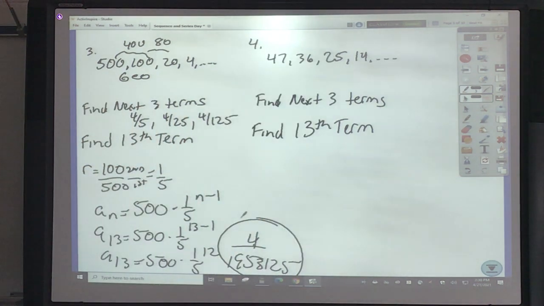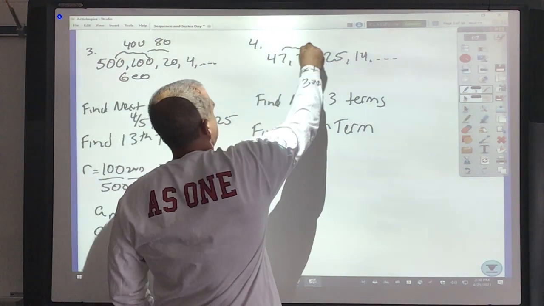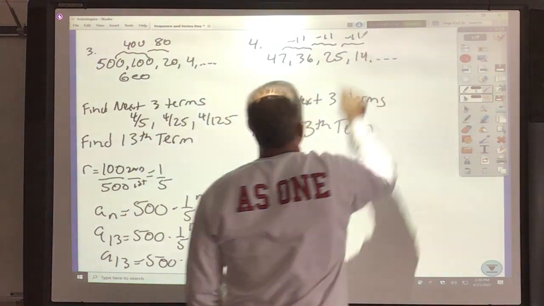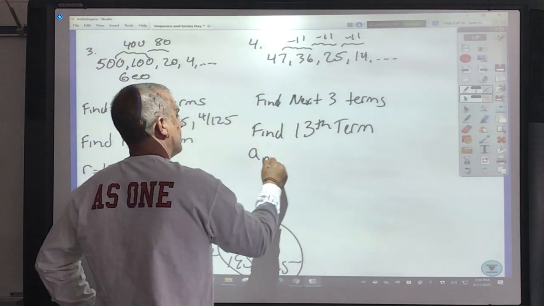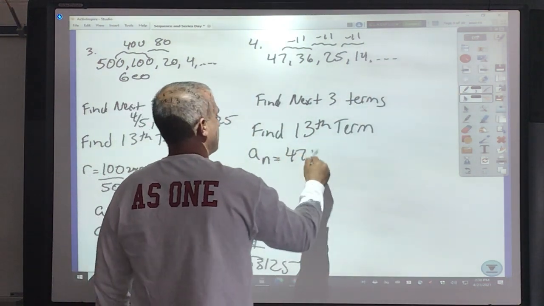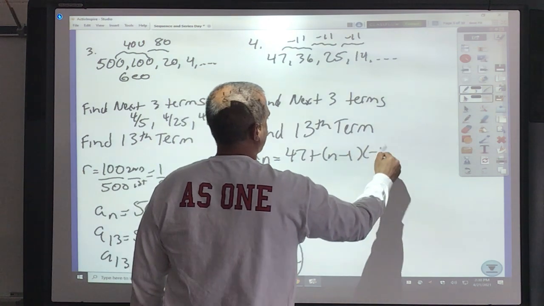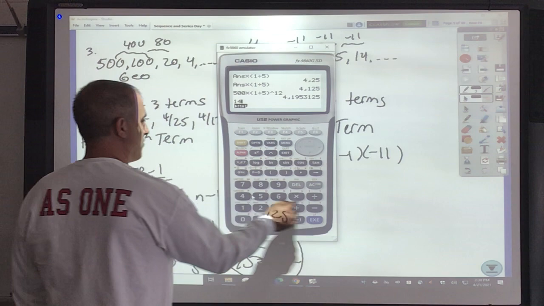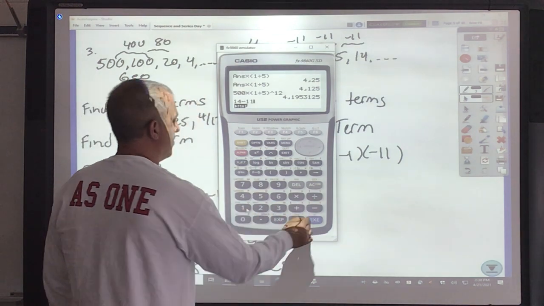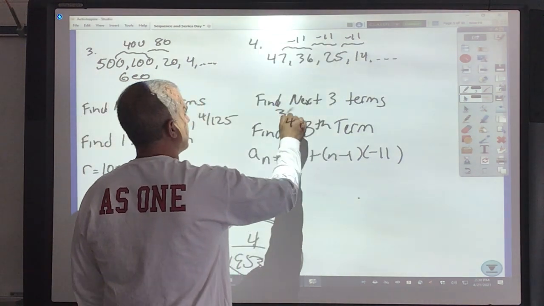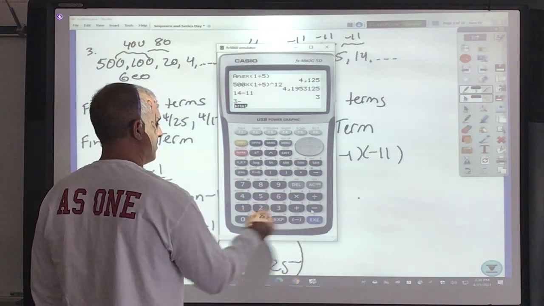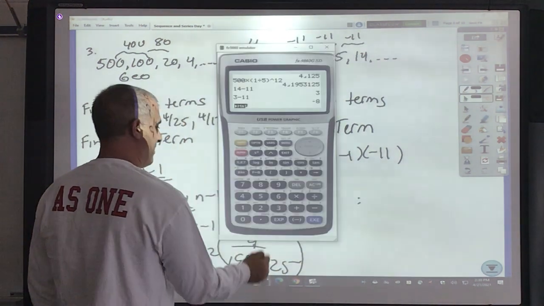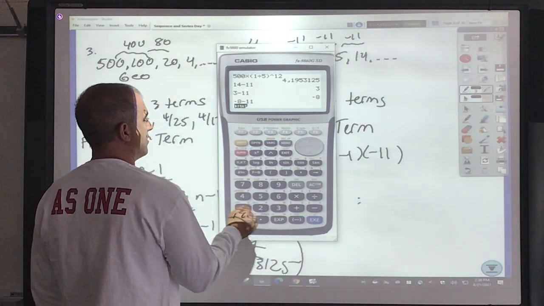All right, let's look at this one. I would be subtracting 11, subtracting 11, subtracting 11. So AN equals 47 plus n minus 1 times negative 11. The next 3 terms is just keeping that pattern going. 14 minus 11 is 3. 3 minus 11 is negative 8. And negative 8 minus 11 is negative 19.